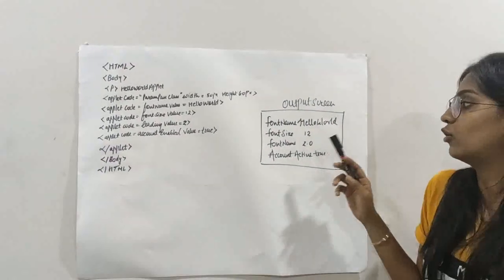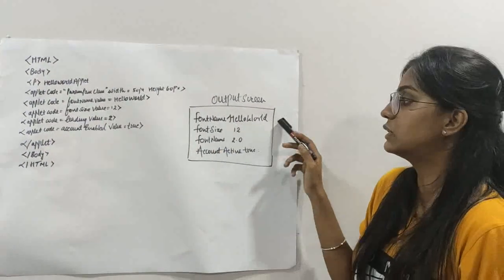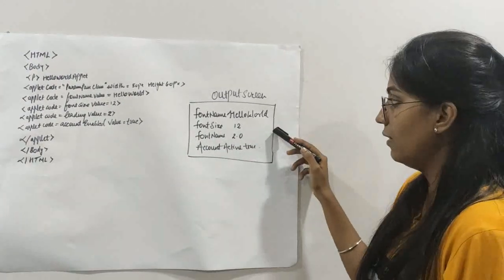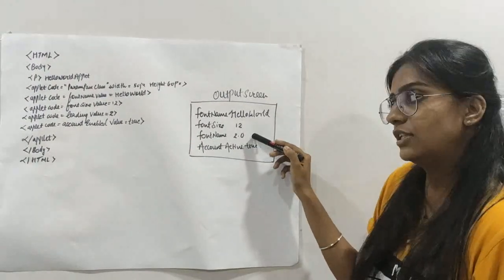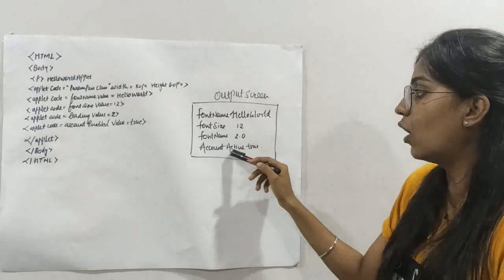Here is the output screen. That is font name equals hello world, font size is 12, leading is 12.0 as it is a float value, and account active is true.